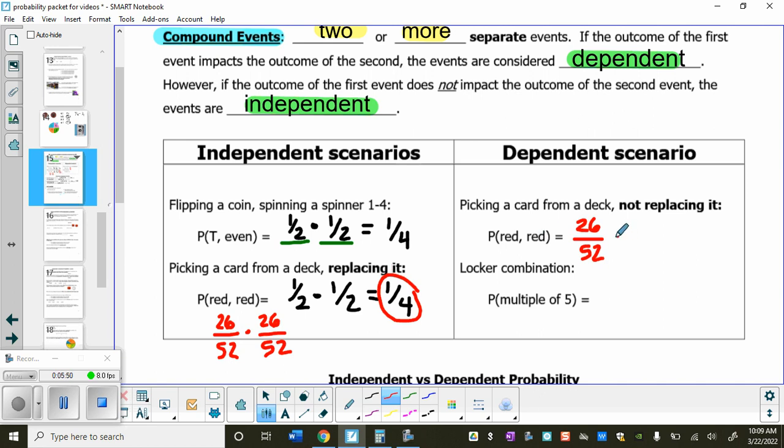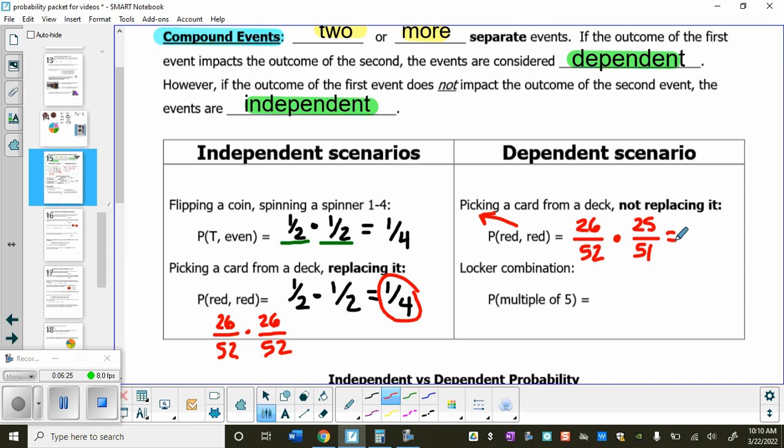And for the second one, if you don't replace it, think about it. One of the red cards is already out of the deck. You already drew one out of the deck. So there's only 25 red cards left in the deck. And there's also one less card total right here. So that's how these things change. Notice that for independent scenarios, the denominator over here is still the same because I'm not going to keep the card. I replace it, so it's still in there.